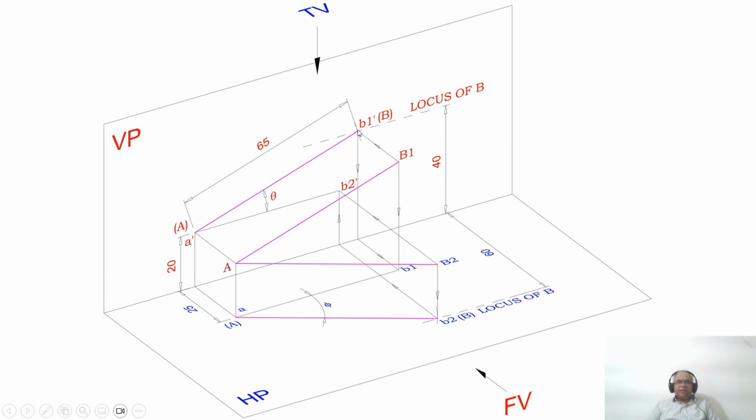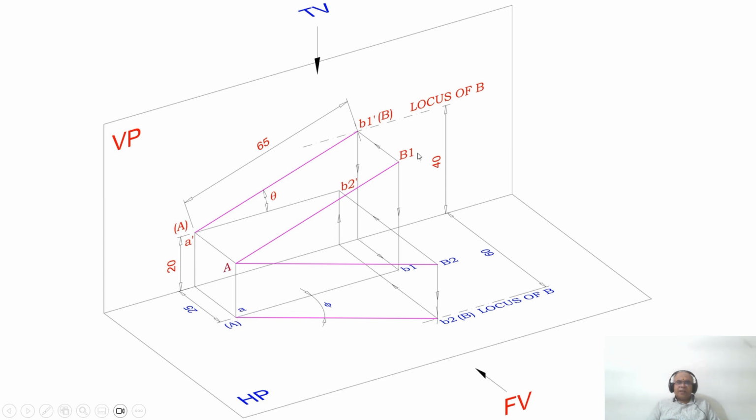Now, since I am looking from the top view to decide that this is the true length line, obviously I have to look from the top view to get the top view of this, because we don't have the top view for A dash B1 dash. Since we don't have it, I need to find the top view now. So I am looking from the top view. When you look from the top view, I can see the distance in front of VP by 25 mm in both A and B1. So therefore, I am projecting that point from here to here.